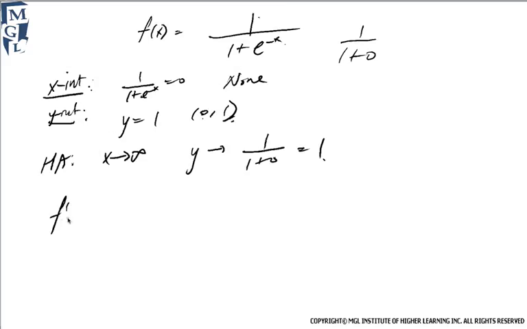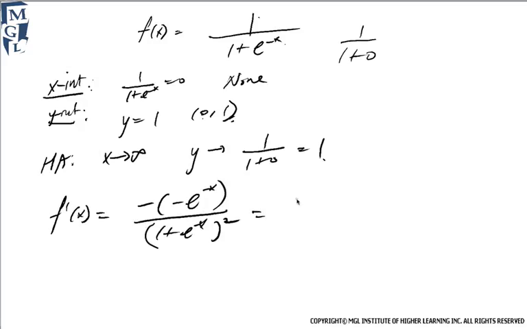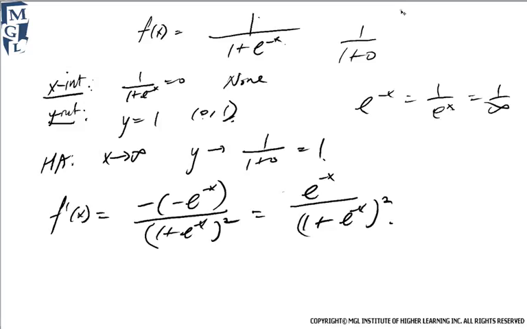Let's do the first derivative. So you get minus that squared, so you get e to the power minus x over 1 plus e to the power minus x, squared. How do you know if this is approaching 0? As x approaches infinity, this is 1 over e to the power of x.